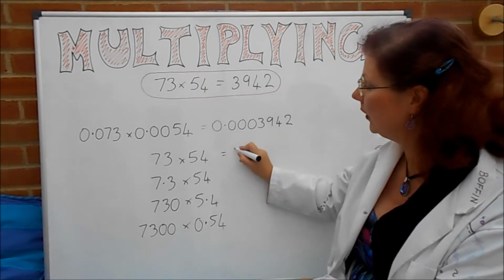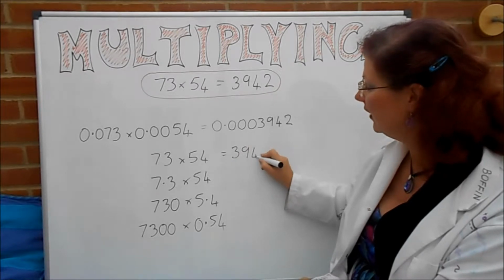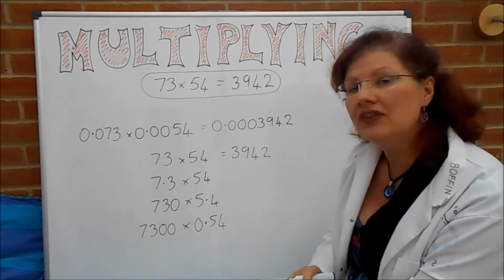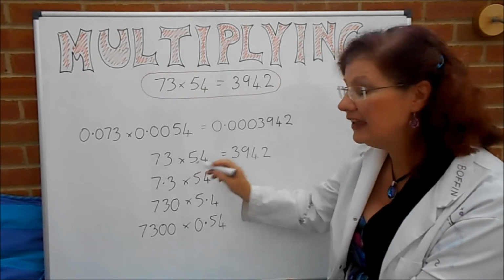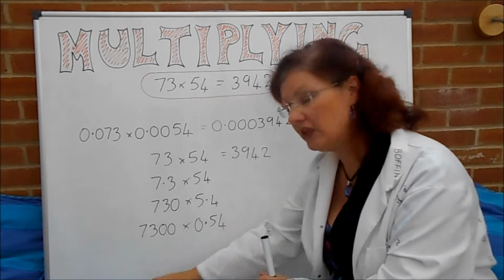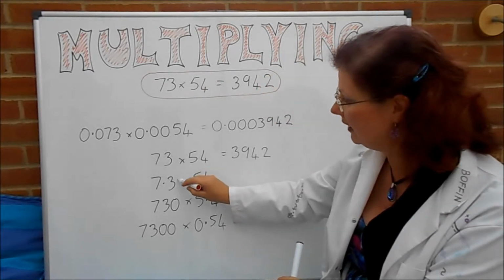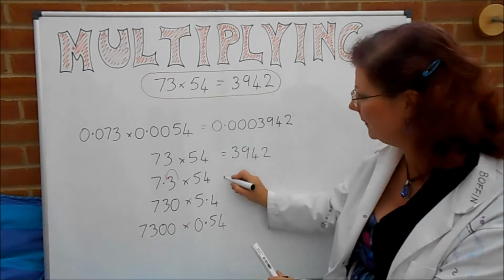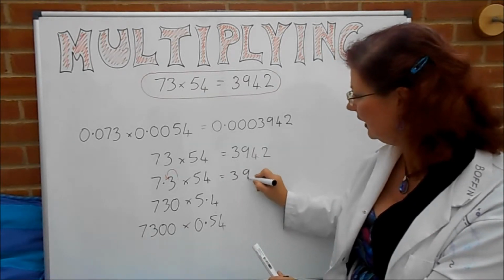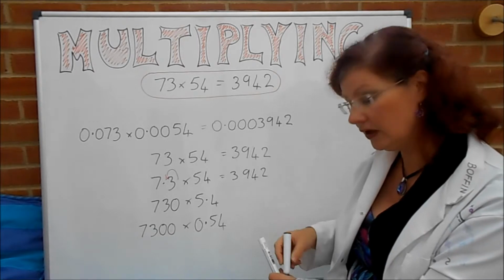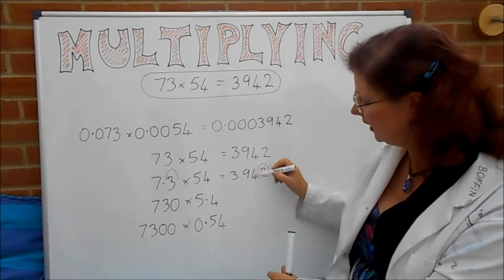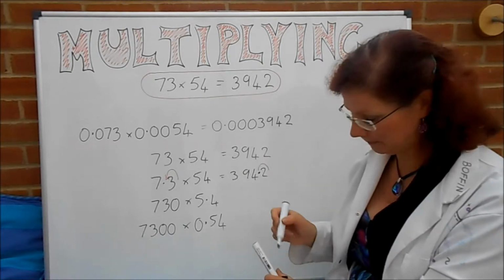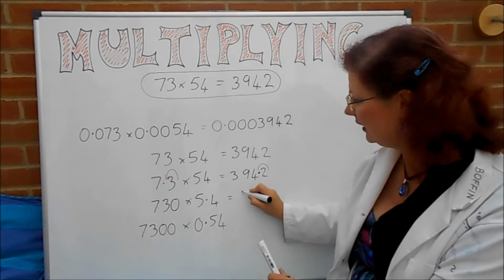That first one we know is 3942. We know that, we've been given that. This next one down here is the same as the question above it, but it's 10 times smaller. What we've done is we've picked up a decimal point from here and we've moved it there. So we do the same in the answer. 3942. We pick up the decimal point and we move it once to the left. There we go.